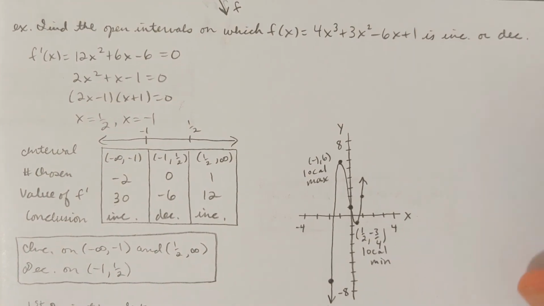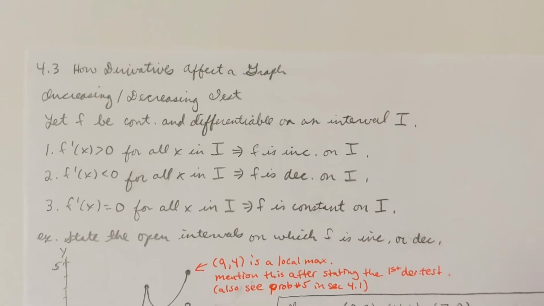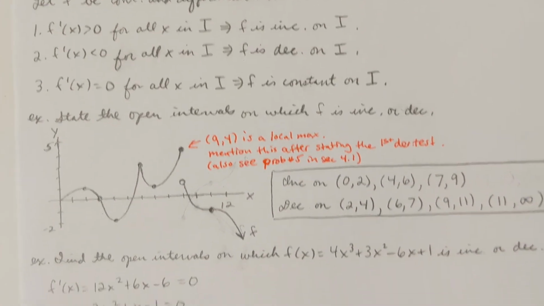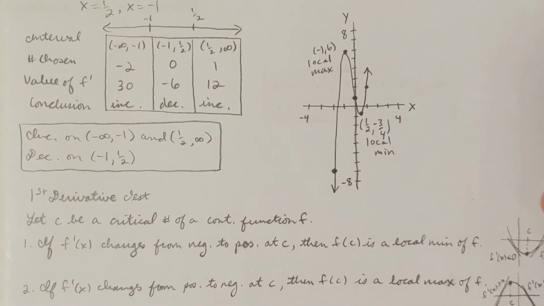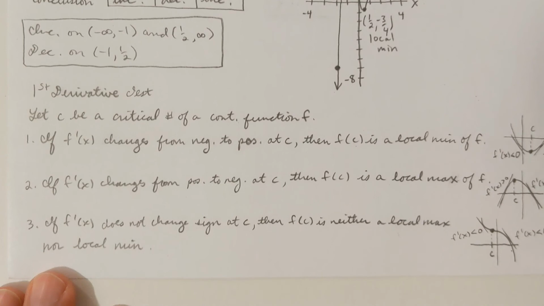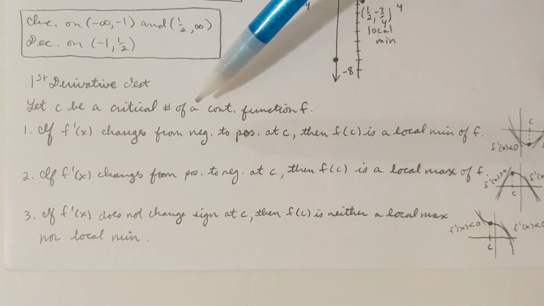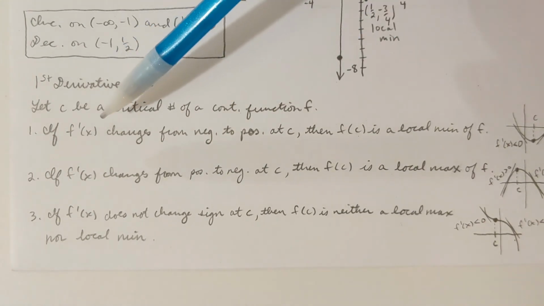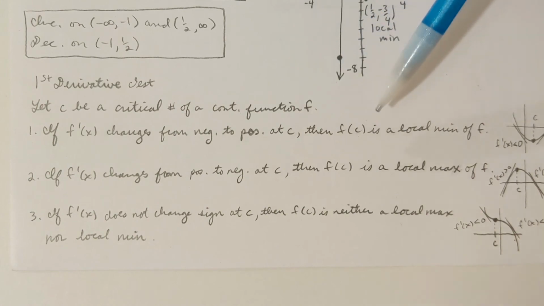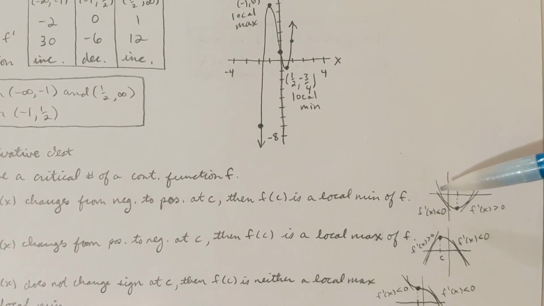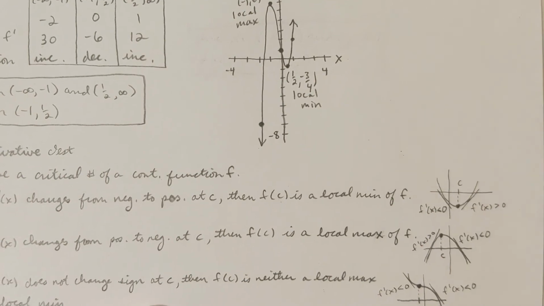So really, just to follow up with the increasing and decreasing test, we can identify local mins and maxes. Well, that's helpful when we sketch a graph, right? Where are the hills and valleys? That's useful information to me. Now from that, we have the first derivative test. It says, let c be a critical number of a continuous function f. If f prime of x changes from negative to positive at c, then f of c is going to produce a local min at that spot. You're going to go from decreasing to increasing. There's a valley there, producing a local min.